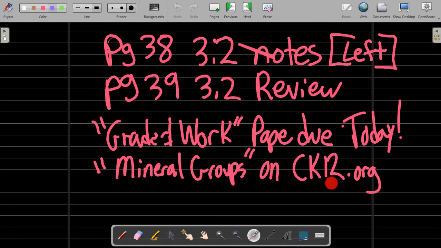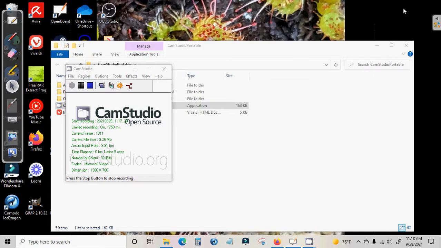Mineral groups on CK12 is also due today. Remember, CK12s, I check those on Friday, so if you don't finish it in class, you have homework. Okay, you need to finish those before Friday. Alright, so let's take a look at what we did today.